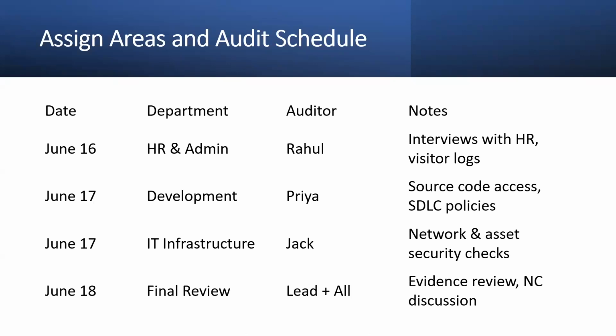So the schedule has been prepared. Now what do we have in the schedule? Date wise, on June 16, which department will be evaluated? HR and admin. And who is going to do that? The auditor's name is Rahul. First of all, Rahul is going to interview the HR manager and the HR key persons. Along with that, Rahul is going to evaluate the visitor logs as well.